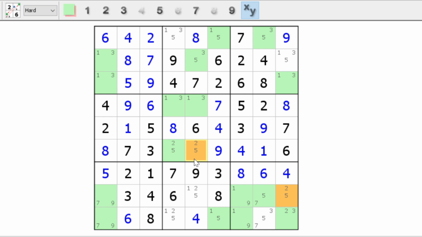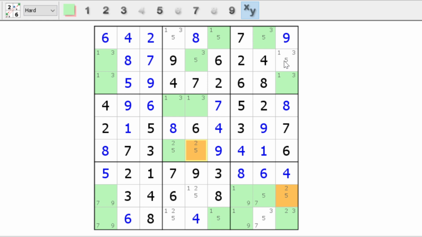So what we're looking for is, now we have the bi-value cells. Now we're going to look and see, is there a strong link between one of these? It's either 2 or 5 that would see, one sees one cell, one sees the other, and yes, there is. So if you go up here to 5, you go up here, you'll see there's a 5.